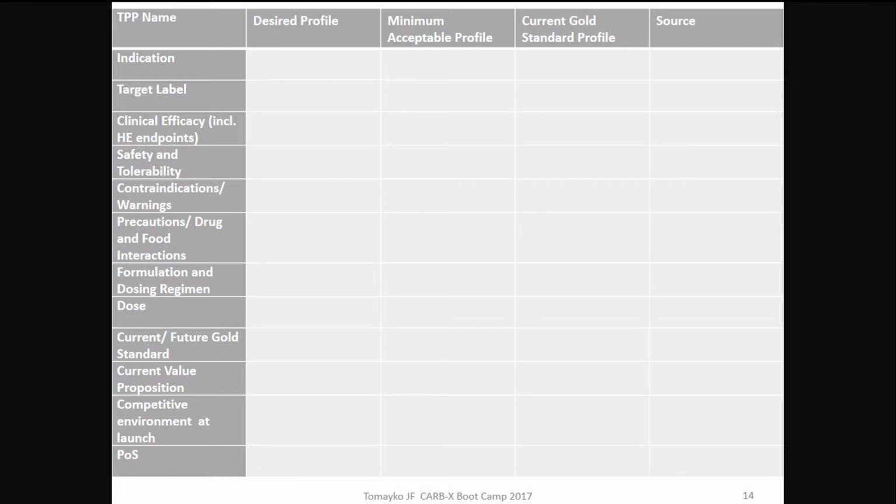There's a variety of categories, and you could add or subtract many of these, but typically you'll see a target label, an indication, something about efficacy, safety, contraindications, maybe something about drug interactions, certainly formulation, dose, and drug route of administration. Like I said, these can change, and there's plenty of examples that you could find just on a Google search. I think the top's pretty much static. It should be pretty much what you would expect to see: a desired profile, a minimally acceptable profile, and you should always include the current gold standard to see how this measures up.